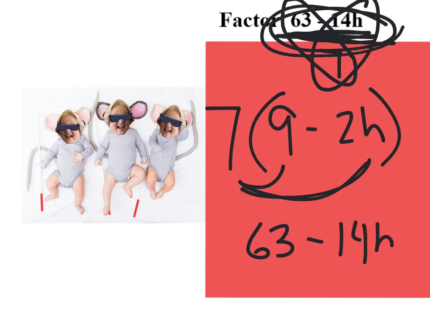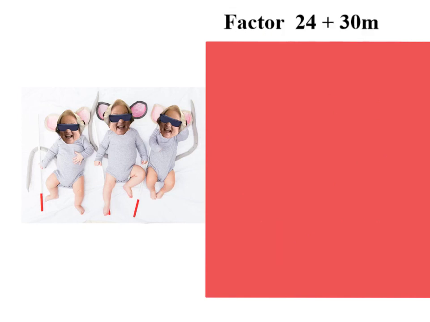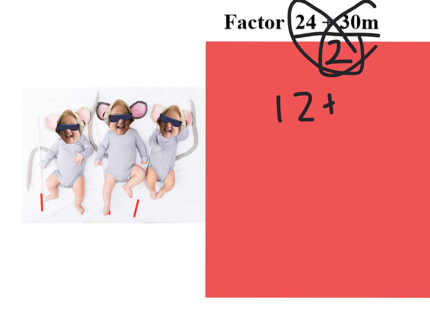63 minus 14h. What do I need to factor out this time? I need to factor out a 2. And there is a 6 in there, but I'm going to go ahead and do it by 2 so you see what would happen. So let's say I just noticed the 2. So I divide this by 2 and I get 12. Divide this by 2 and I get 15m.